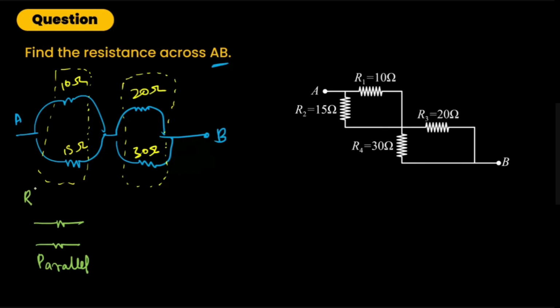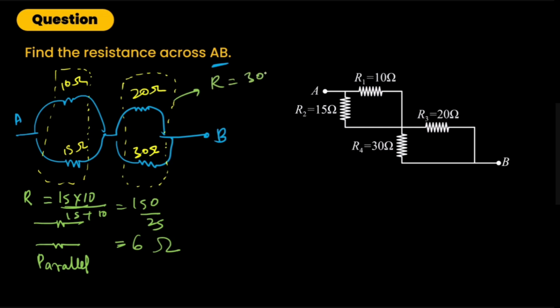So here R net for these two would be 15 times 10 by 15 plus 10, like the relation which we saw on the last page. If we solve it, we'll get 150 by 25, which is approximately how much? 6. So the net resistance of these two resistors will be 6 ohm only. And if I do it here also, it would be 30 into 20 by 50, which is approximately 12.